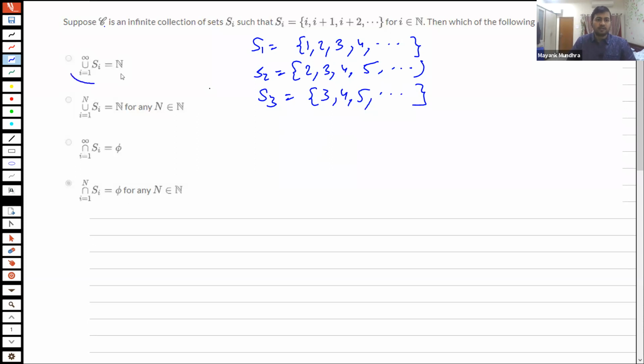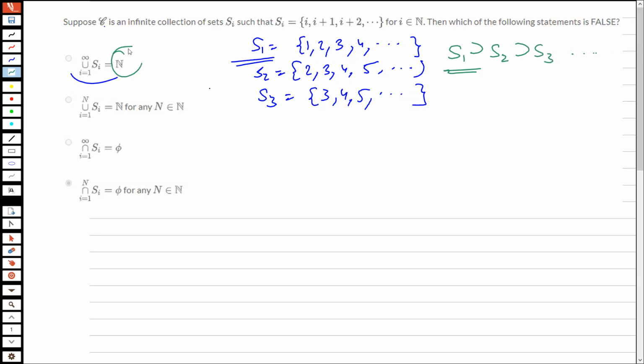Now, the union of all these sets is the natural numbers, which is true. If you take the union of all these sets, obviously S1 is the largest set, everything else is a subset of S1. So you basically have the relation S1 is a superset of S2, which is a superset of S3, and so on. So the union of all these sets will be just the largest set, which is the set of natural numbers. Right, so this is correct.